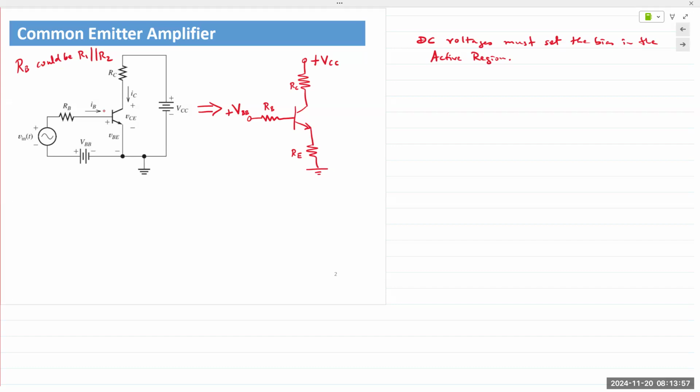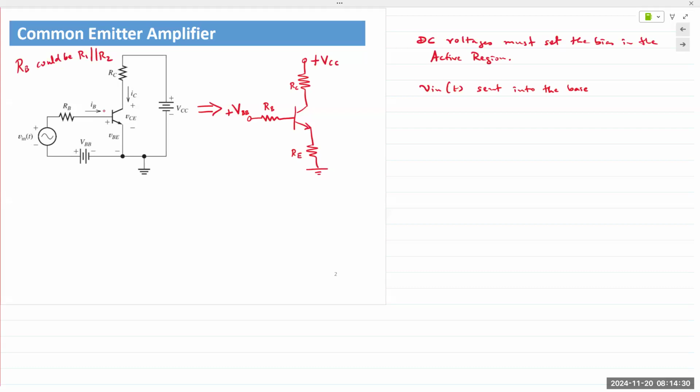Then the input signal must be sent into the base. Okay, so the input signal v_in of t, the AC signal, is sent into the base. Some authors like to use the word injected. So the AC signal must be injected into the base. Now, when you send it into the base, the signal must be small enough to not shift the biasing point outside of the active region.